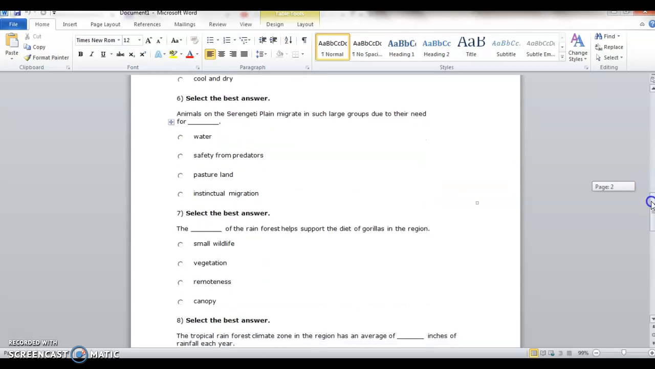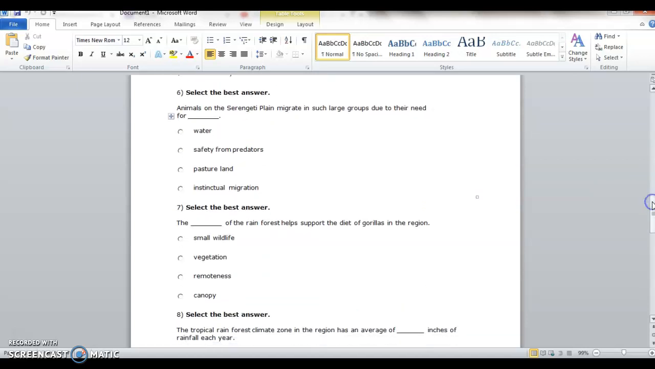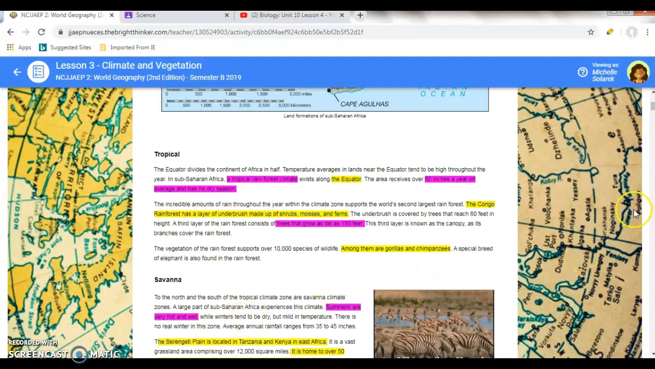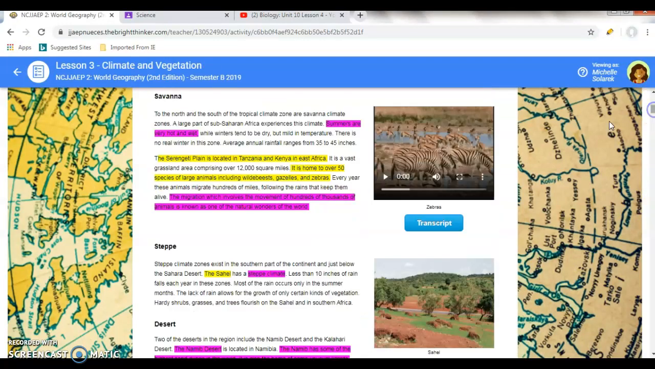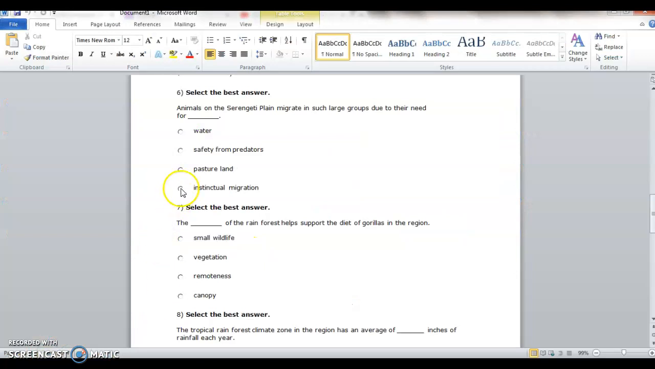Number 6, animals in this, again, Serengeti Plains migrate in such a large group due to their need for, if we go back and go down, we see that every year these animals migrate hundreds of miles, and the migration involves the movement of hundreds of thousands of animals. So we could go ahead and put migration, which is instinctual migration, as why these large groups need for it.